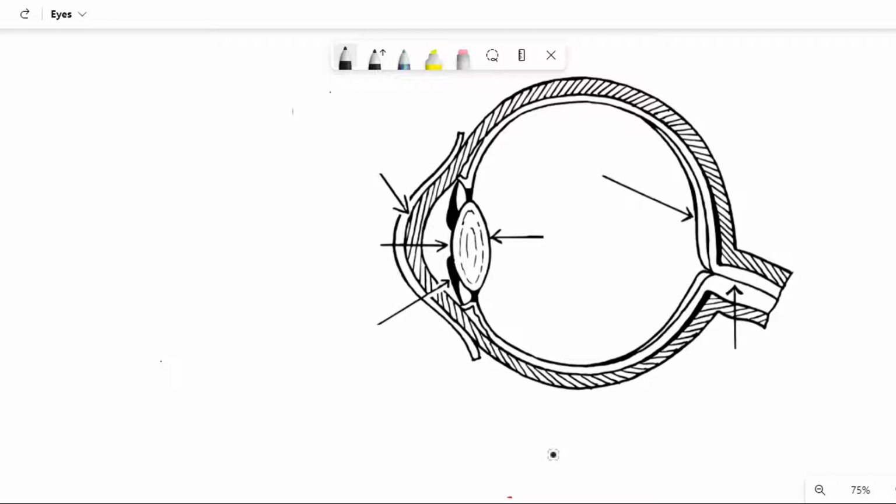Let's go into anatomy. Let's start off by labeling parts of the eye, and then we'll move on to talking about how the light travels through your eye and how it gets processed by your brain. So without further ado, here's the anatomy of the eye.